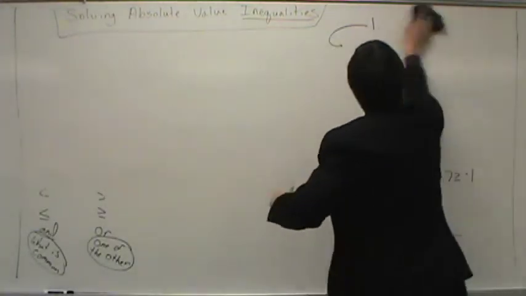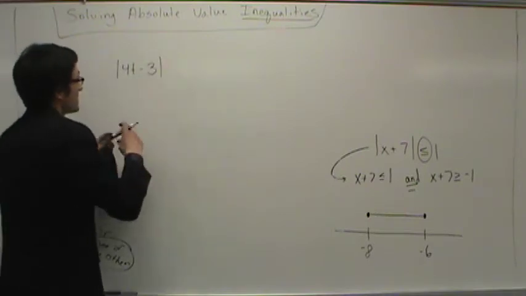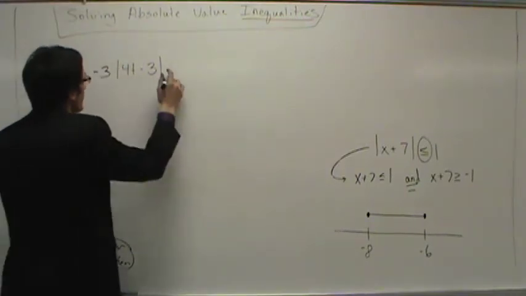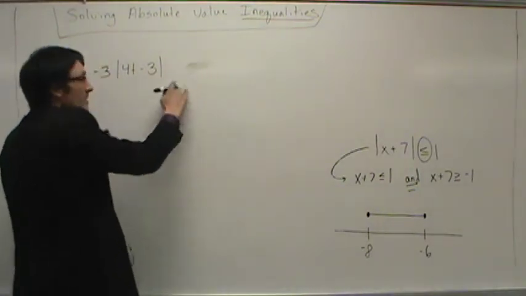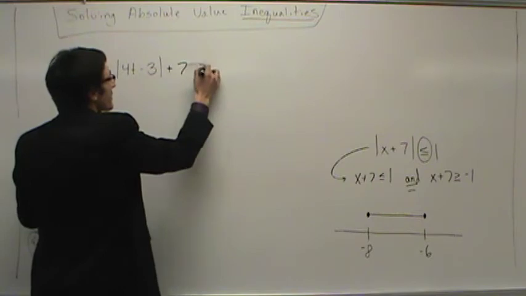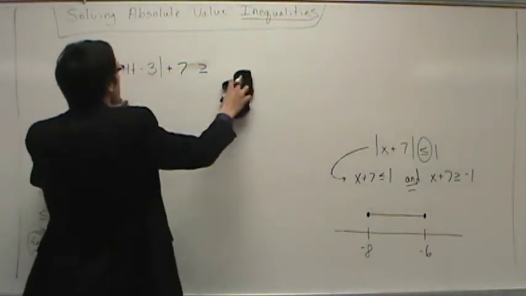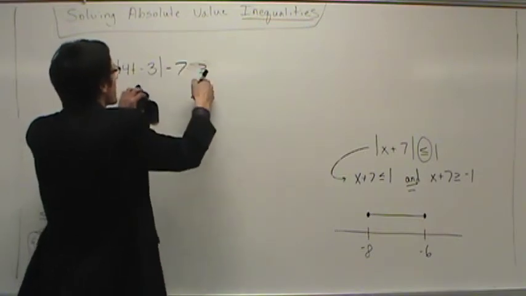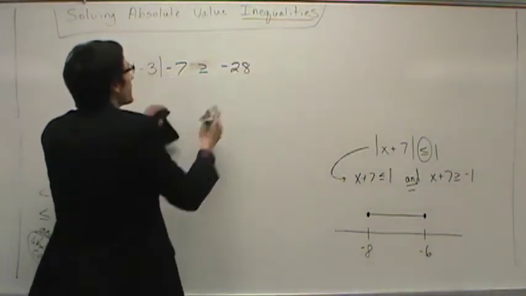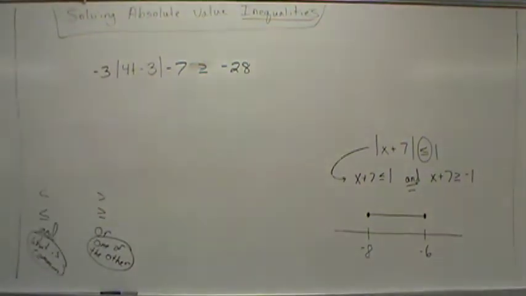Here, let's erase this. And let's write the problem. Absolute value of 14 minus 3. Let's make this -3 is greater than or equal. Let's see. Is greater than or equal to -21. No, that's not going to work. -7 is greater than or equal to -28. That should work. Yeah, that's the same. Okay, so this is our problem.